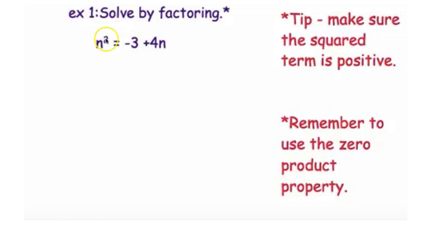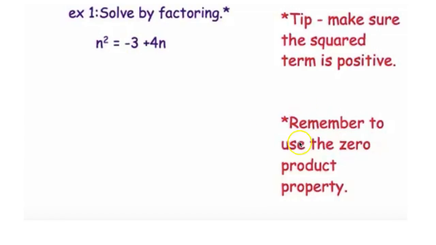So quadratic, just so you know, that's going to be a polynomial that has an n squared. That's what a quadratic is. So if I say quadratic, there's going to be an n squared or an x squared involved in this. So here are some tips. Make sure the squared term is positive. We have n squared. If this was negative n squared, we'd have to move it to a different side.